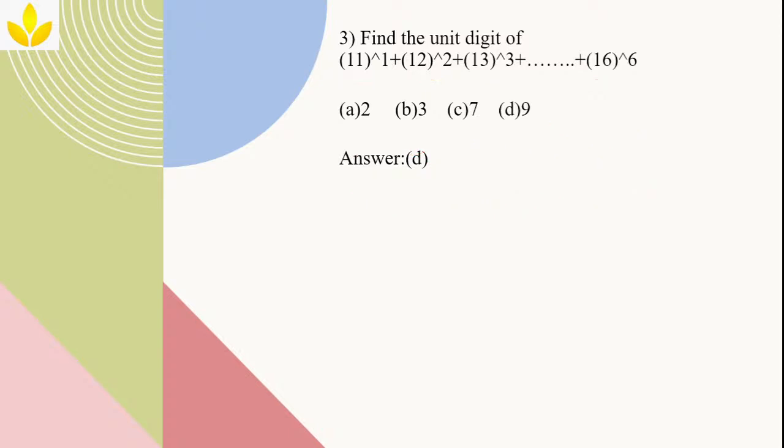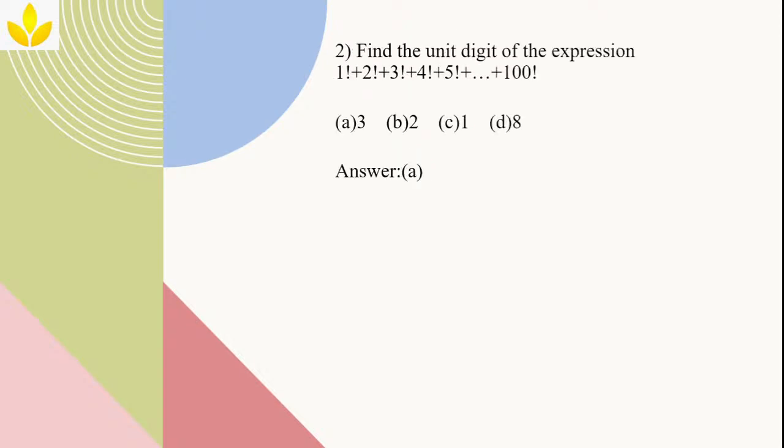Now in a very short period, I'll try to explain the second question again for you all. Okay, unit digit of this expression. What you have to do is, here I'll try to keep it brief. After 5 factorial, you take any number, the last digit will be 0. So you have to add only these numbers and find the last digit.